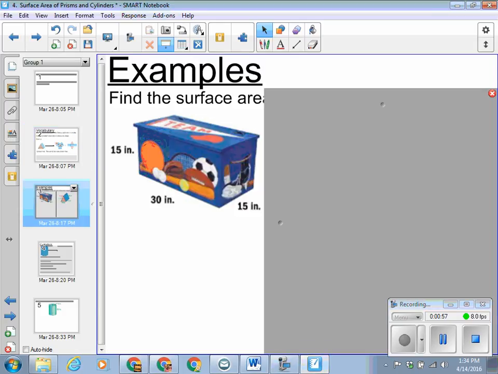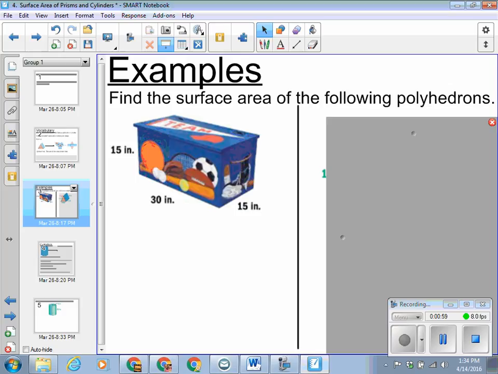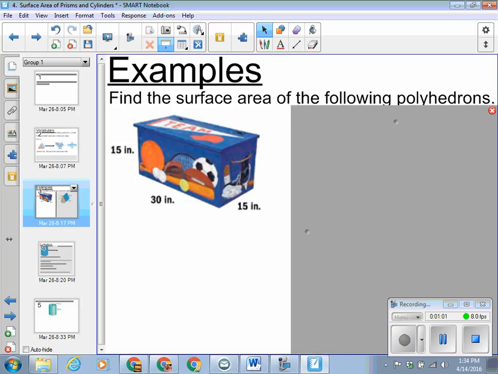So we're going to start here. We're going to find the surface area of the following polyhedrons. Okay, polyhedrons just means a multi-sided, three-dimensional shape. So we've got this rectangular prism on the left here. This looks like a shoebox or some kind of game box. And we're going to find the area of each of the faces. Now what's nice with this is that each face has an exact match or exact counterpart.